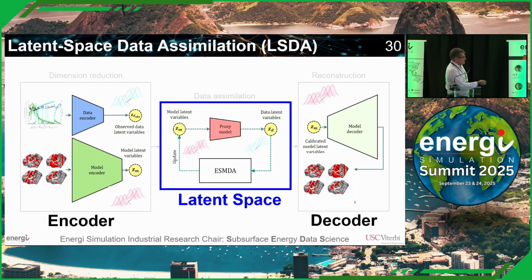And then this is the block that does latent space data assimilation. And once we are done, we project everything back to the original domain. We get the updated maps. And if you want, we get the predictions.